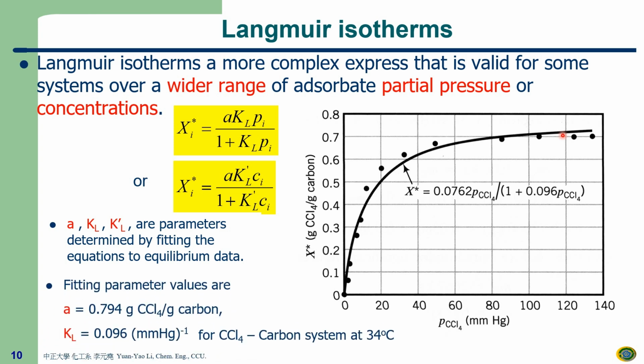Okay, this is good news. So for example, for the system of carbon tetrachloride on carbon, A will be 0.794, KL will be 0.096. That's it, at 34 Celsius. It can be a temperature range, something like this. So if this example shows up in your final exam, I will give you A and KL. But don't forget what Xi and Pi are.